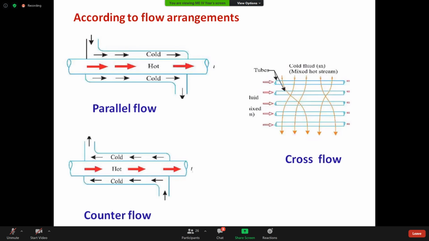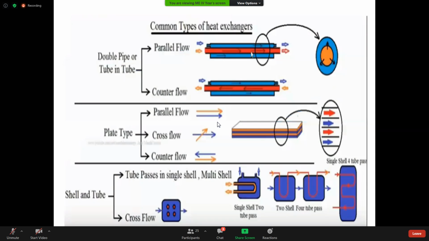Student, another thing: parallel flow, counter flow, and cross flow. Whatever I have shown is at a little high level of visuals. Next, parallel flow and counter flow: the double pipe heat exchanger. Double pipe means there is one pipe inside another pipe. In a pipe, inside a pipe, there is another pipe. This is a pipe, and another pipe is inside. This is, let us say, the front view.